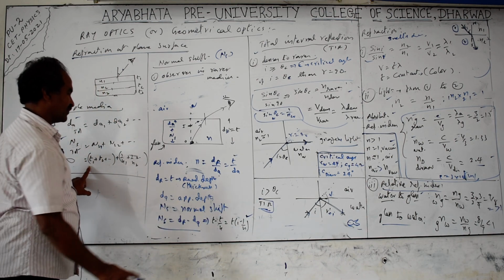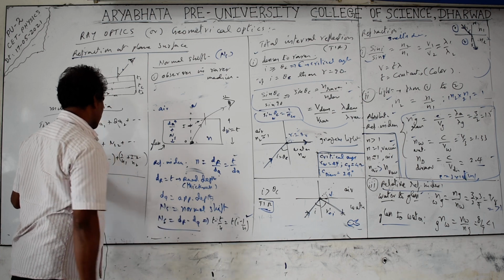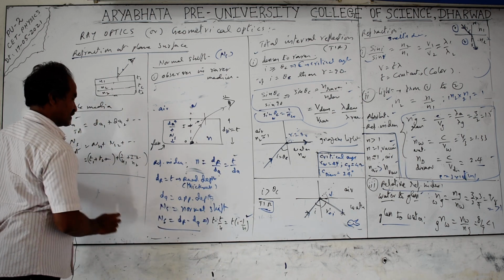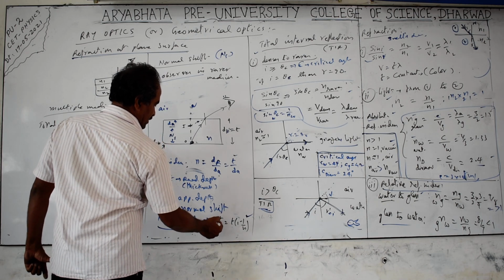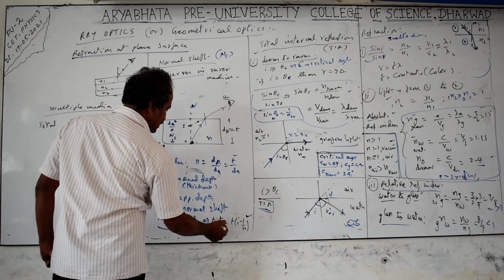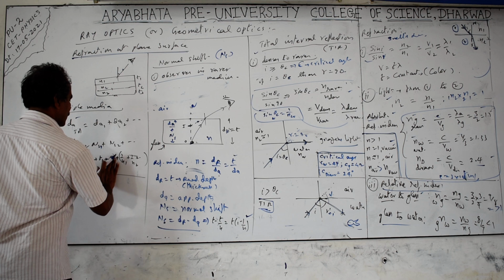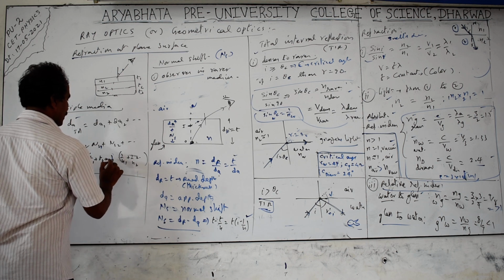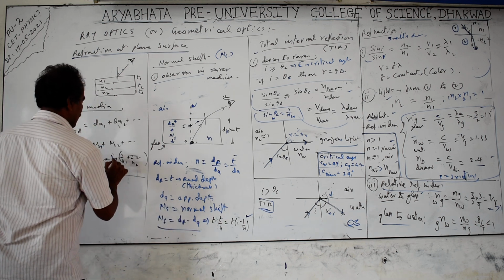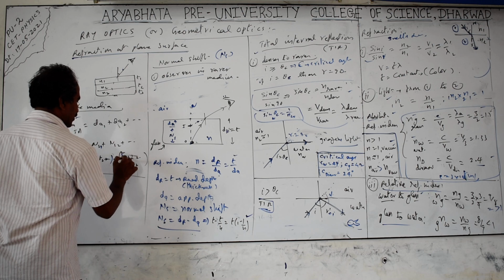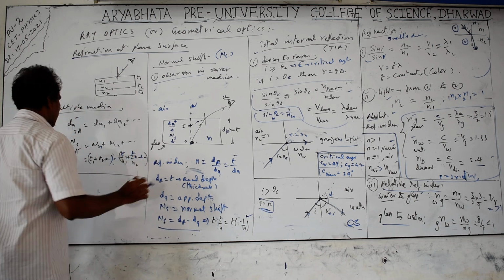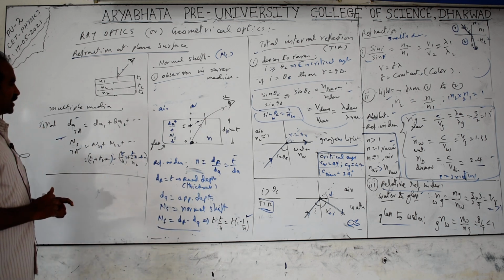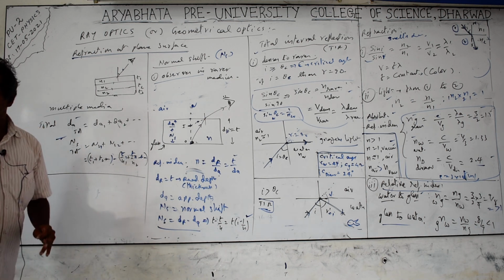So you have to take T1 plus T2 and so on. Taking T common, it is T1 plus T2 plus T3 and so on, minus the terms for each medium: T1 by N1, T2 by N2 and so on. You have to take this condition. This is the total normal shift required for the problems.